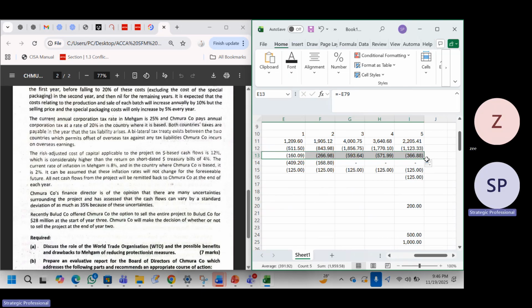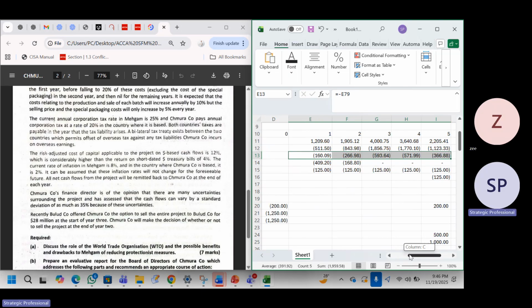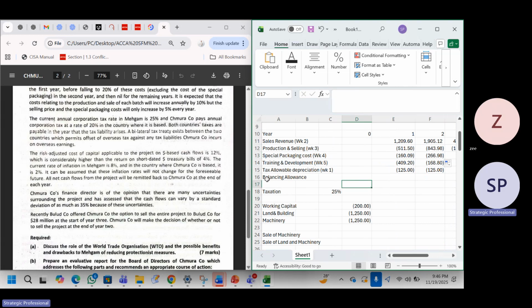12%. Thank you, because that's the specific risk, right? The project specific distance. So that's pretty straightforward. So now, what do we now do? I think we've used all the information based on what they've given us. They've now told us the other information.